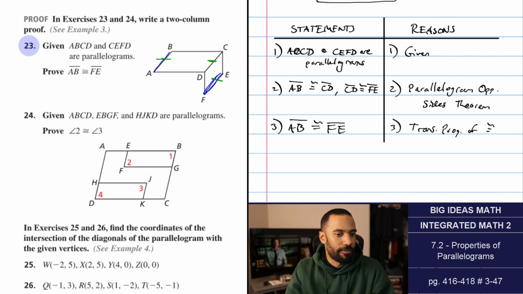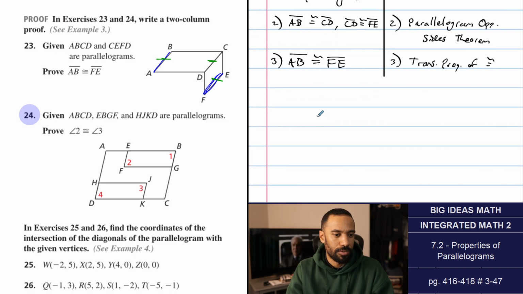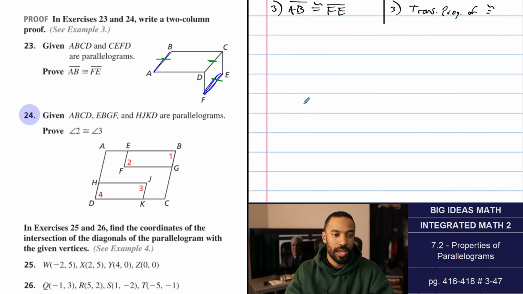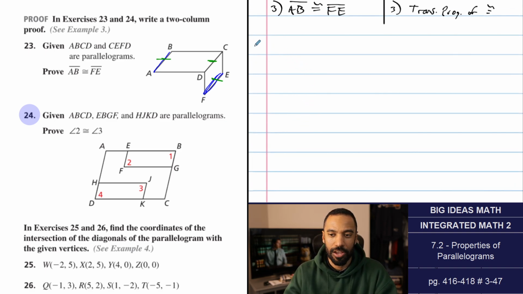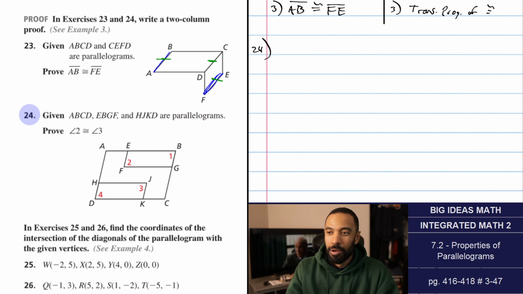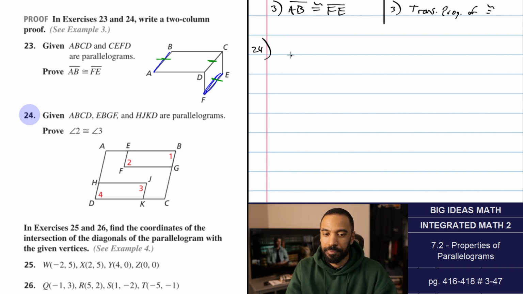All right, number 24. We have to do another proof. We have 3 parallelograms this time, a big one and then 2 others that are inside. We're going to prove angle 2 congruent to angle 3 in totally different parts of things. We can't call them alternate interior angles or exterior angles, I should say. But we'll walk through something. Let's see what they gave us and how we can use it, given their parallelograms.